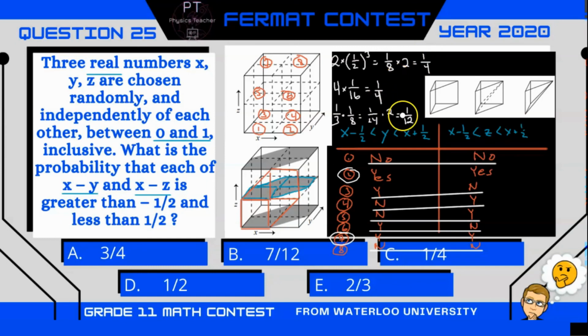So now if we add up all these volumes, 1/4 plus 1/4 plus 1/12, we get a total volume of 7/12. So our answer is B.